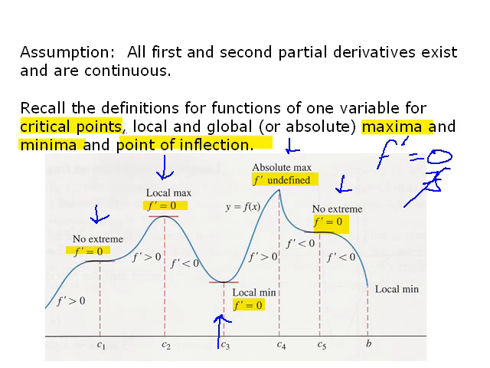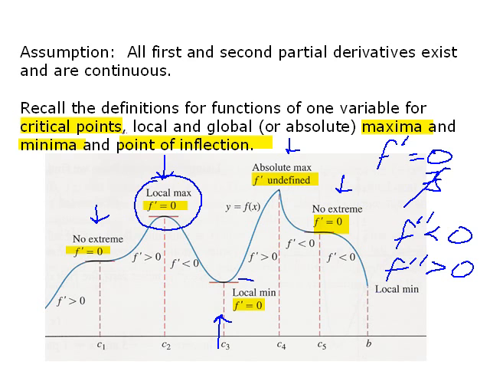Now, to determine if these points are maxima, minima, or points of inflection, we looked at the second derivative. And if the second derivative was negative, as in this case, the point is a local maximum. If the second derivative was positive, then this critical point is a local minimum. If the second derivative is changing sign, going through a 0 here, but changing sign, then it's a point of inflection.